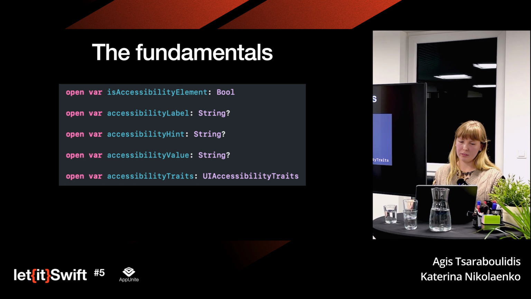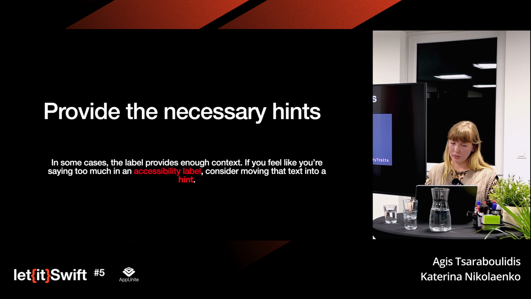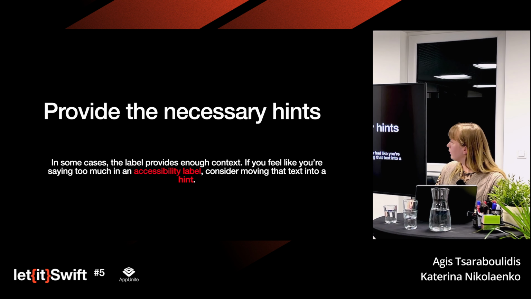I would like to start with some fundamentals. The most common accessibility properties: isAccessibilityElement indicates whether an element is accessible or not. Accessibility label is a localized string that identifies the accessibility element. Accessibility hint, also a localized string, contains a brief description of the result of performing an action on the accessibility element. And accessibility traits.